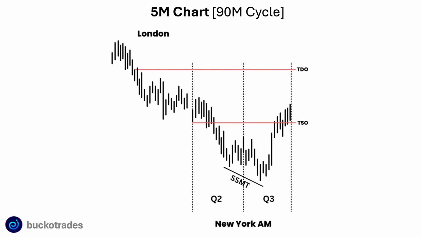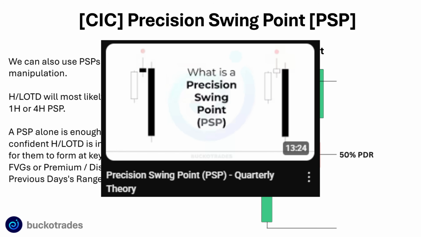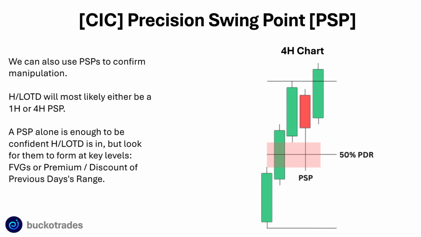However, there are a few more quarterly theory cracks in correlations which we can use, which would be a PSP, a precision swing point. We can also use PSPs to confirm manipulation, just like we do with an SSMT. High or low of the day will most likely be either a 1 hour or a 4 hour PSP. A PSP alone is enough to be confident that the high or low of the day is in, but look for them to form at specific key levels, whether that be inside of a fair value gap or at a premium or discount of the previous day's range.